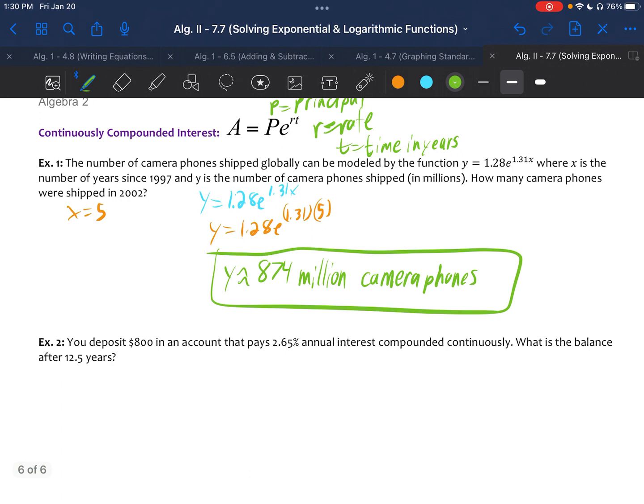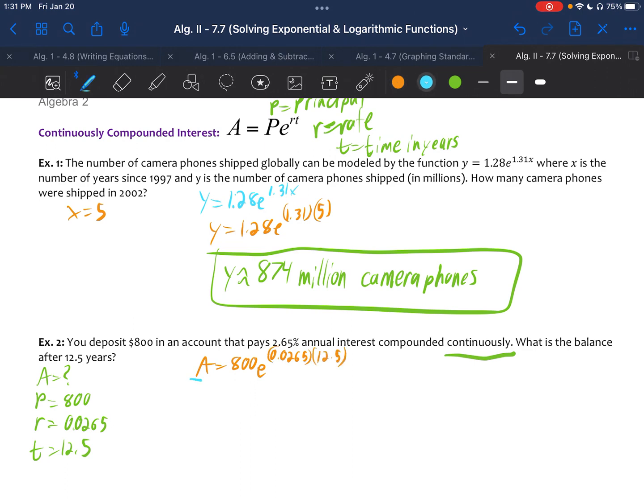Example 2: deposit $800 in an account that pays 2.65% annual interest, compounded continuously. So like I said, it'll say how often it's compounded. And what is the balance after 12.5 years? For the amount, we don't know how much they're going to have after that much time, but we know we deposited 800. We know the rate is 0.0265, and the time is 12.5 years. So we plug those in, and we get A is equal to 800 times e to the 0.0265 times 12.5.